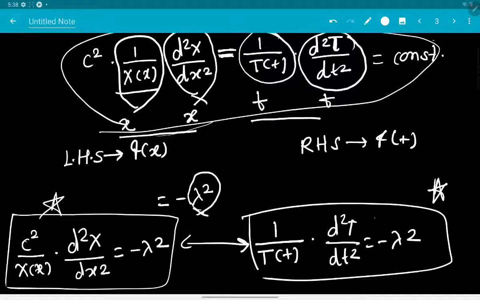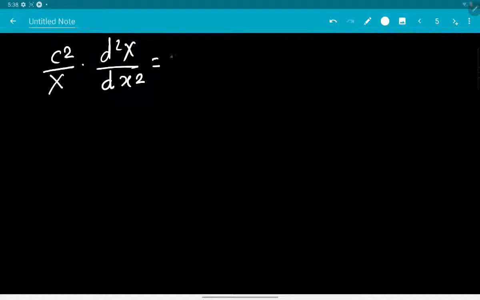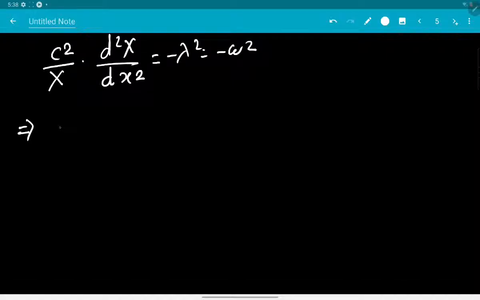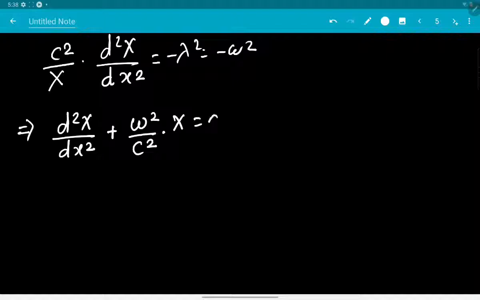Let me pick up that equation, which is c square by X times d²X/dx². This is equal to minus lambda square, which is equal to minus omega square. Which essentially is equal to d²X/dx² plus omega square by c square times capital X equal to 0.